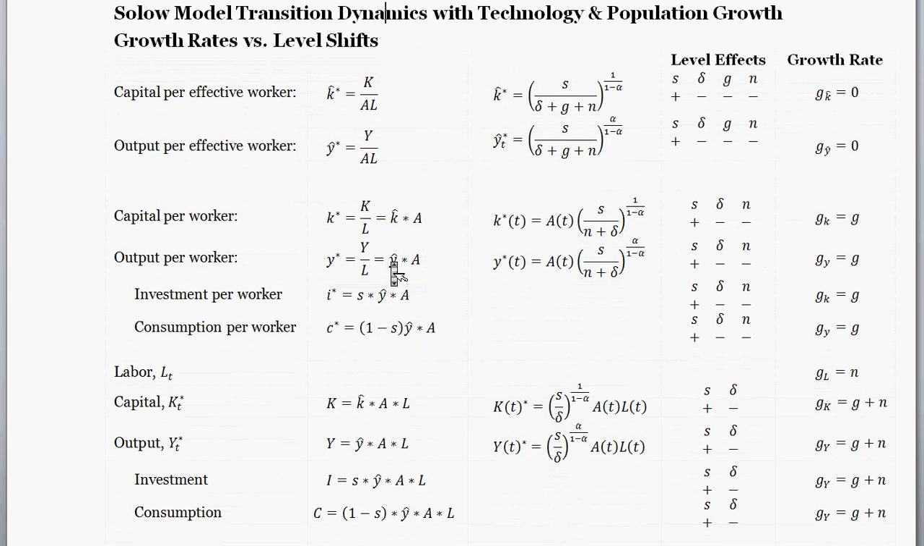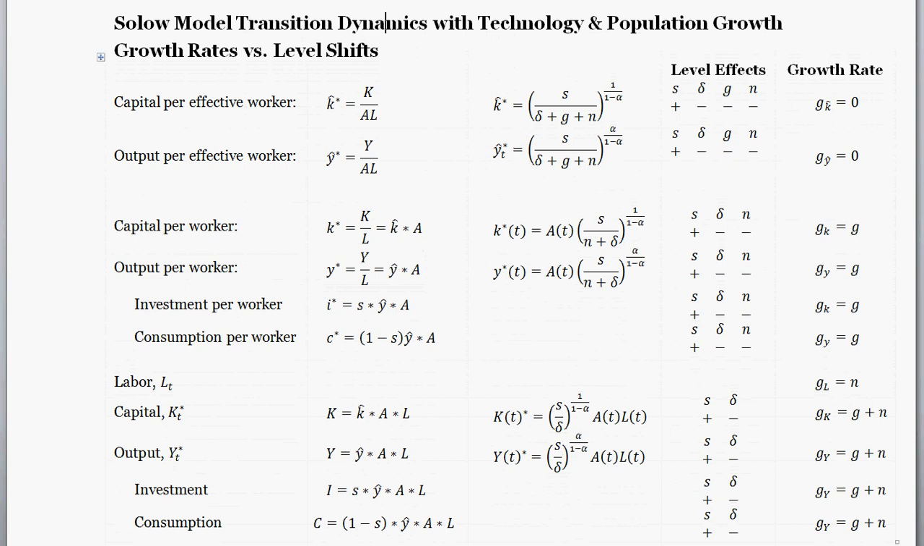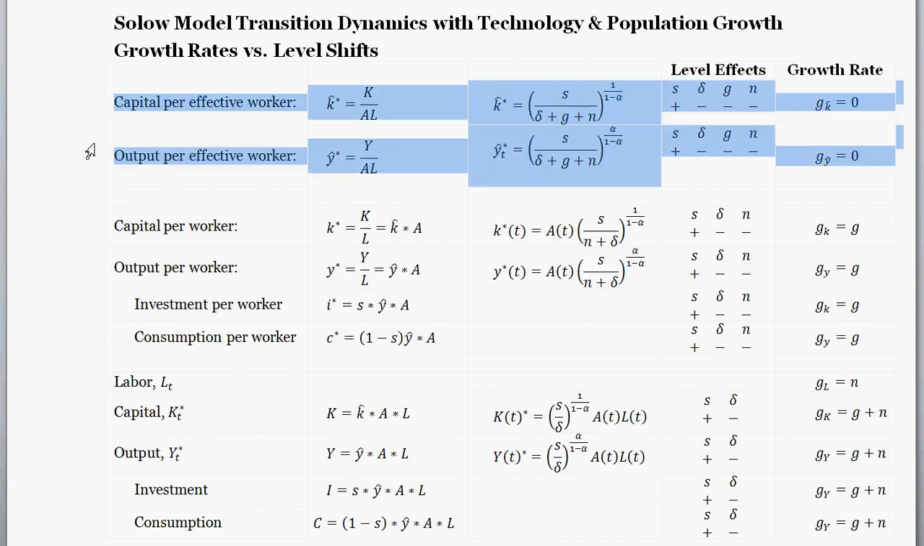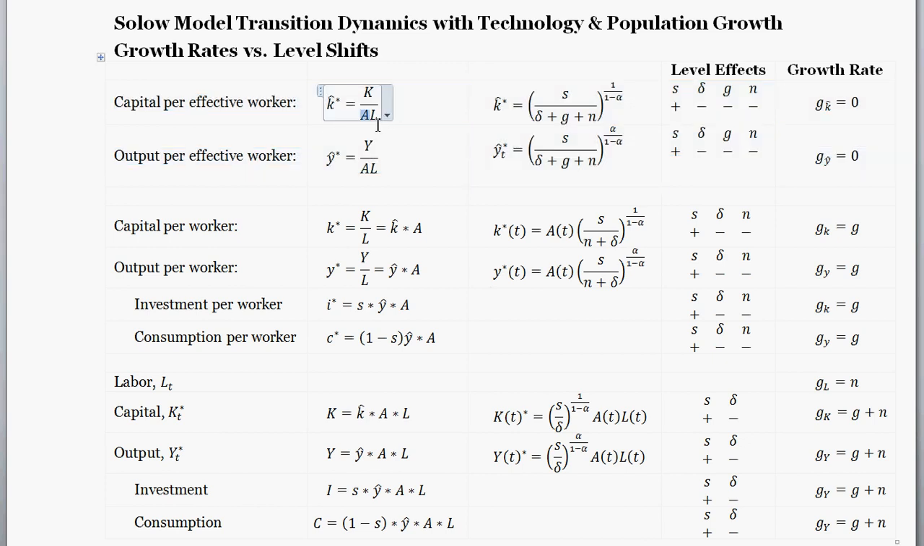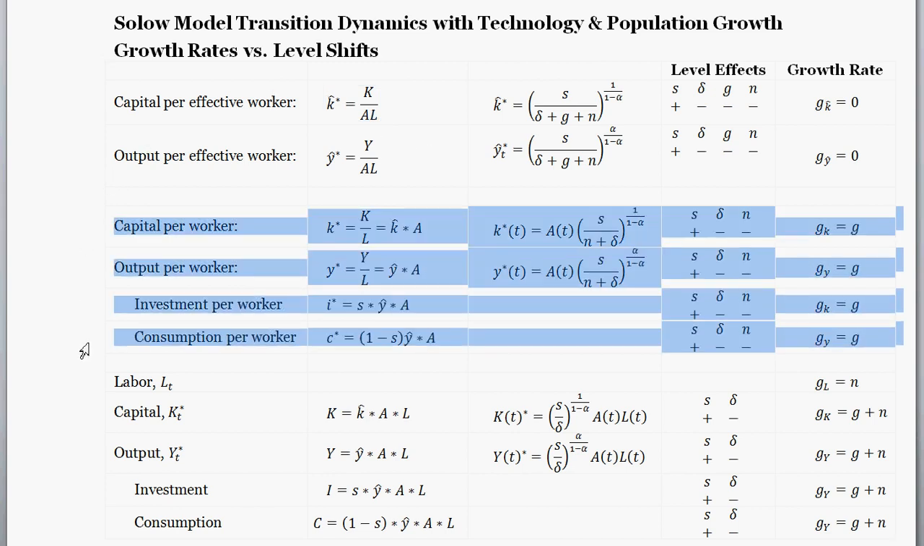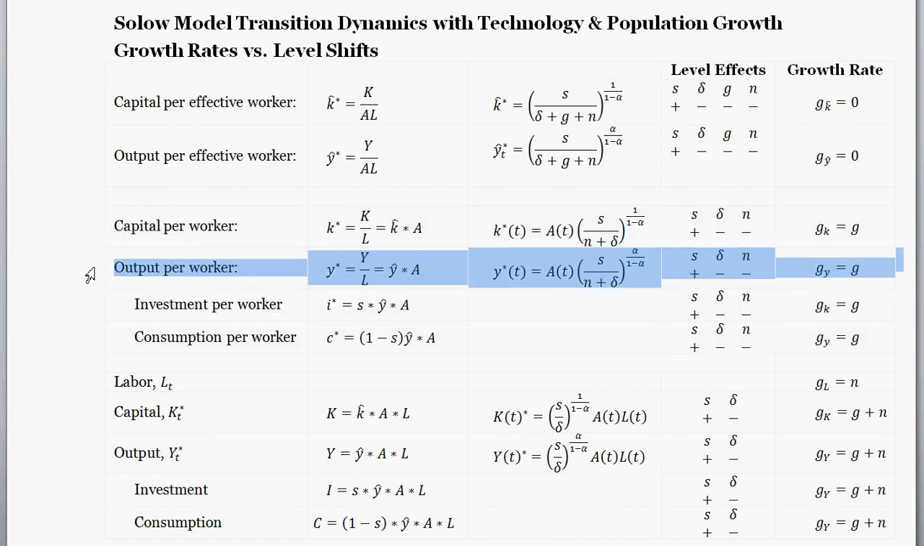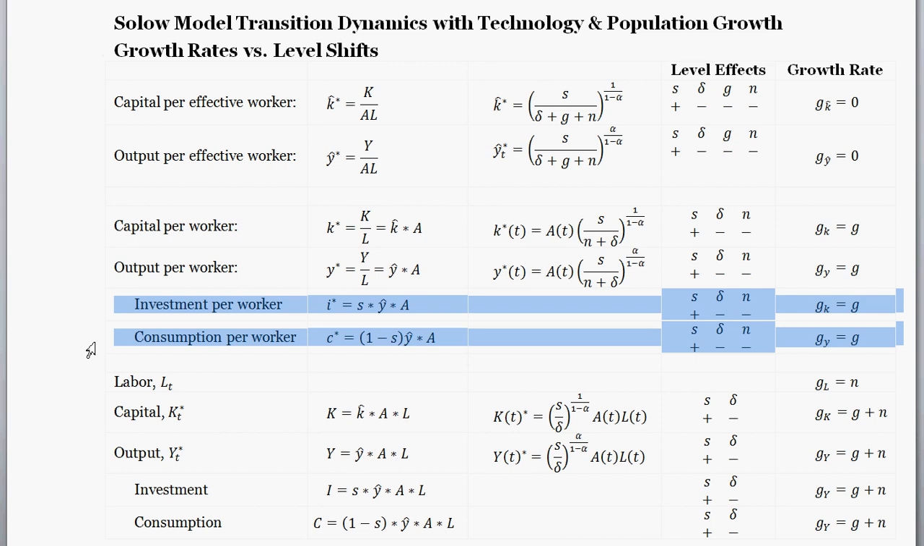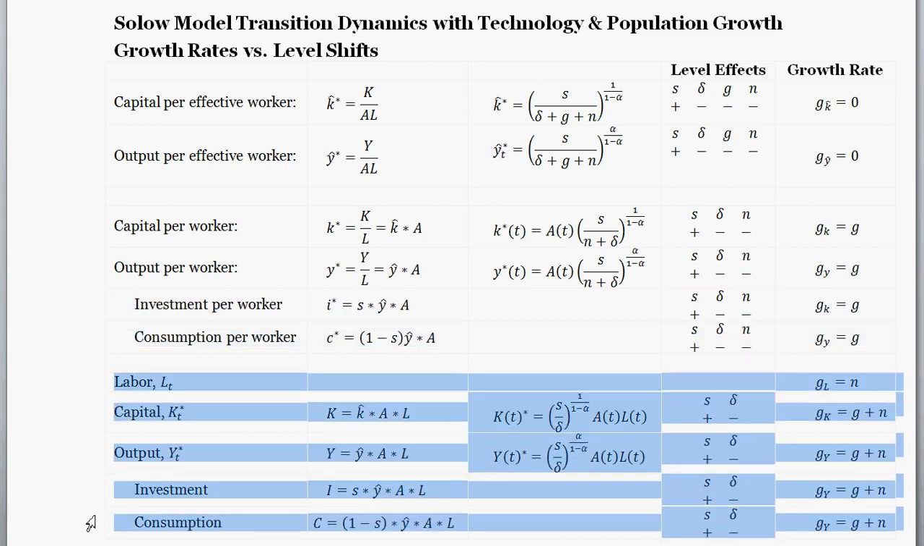In a previous video, we calculated growth rates and what shocks the major variables of interest. Up here we have capital and output per effective worker, where you have A, which is labor augmenting technology, and L, which is the labor stock. In this section, we have our per capita variables, the lowercase letters: capital per worker, output per worker, and investment and consumption per worker. And down here, we have all our aggregate key variables: labor, capital, output, investment, and consumption.